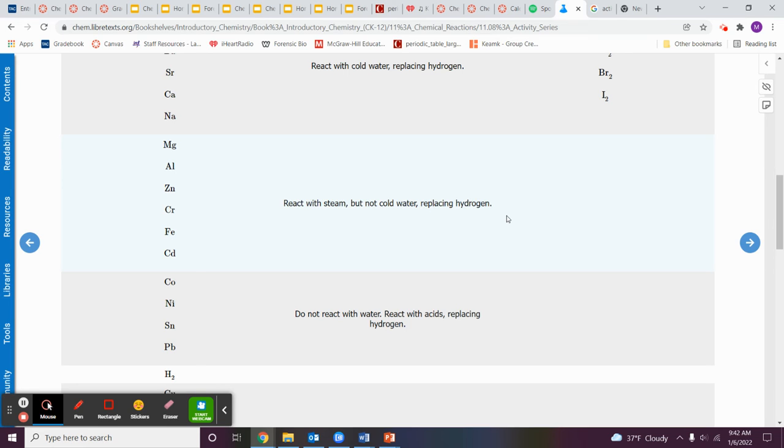So that is a single replacement reaction. Magnesium and hydrogen flip-flopped. So those are things that you want to pay attention to. When you flip-flop them, is it something that needs to be reconfigured as far as your charges go for ionic bonds? Is your single element a diatomic? If it is, make sure you write that down. If it's not, then just leave it alone.